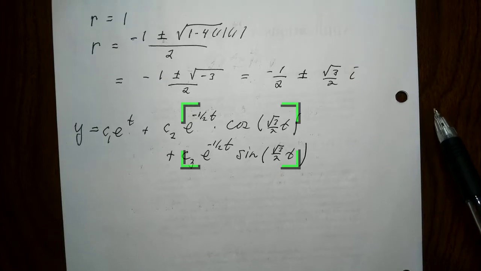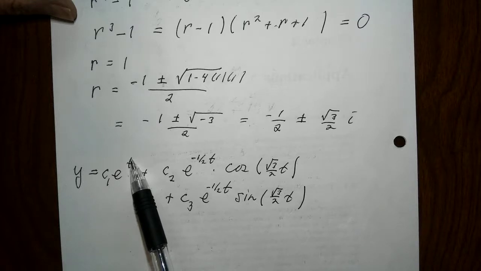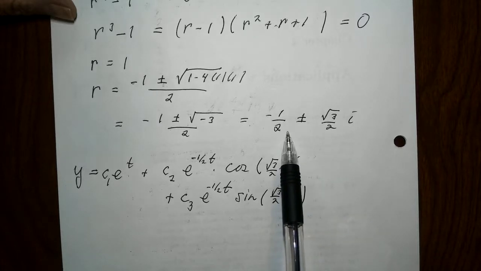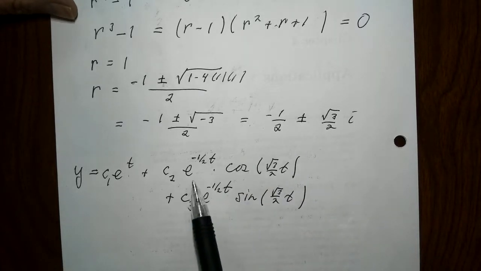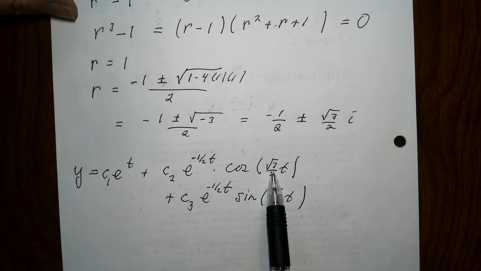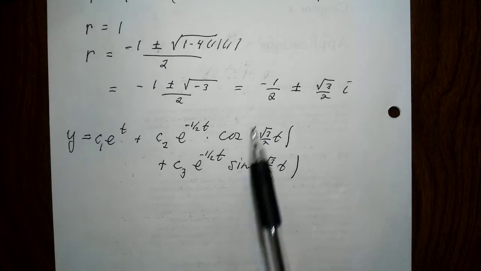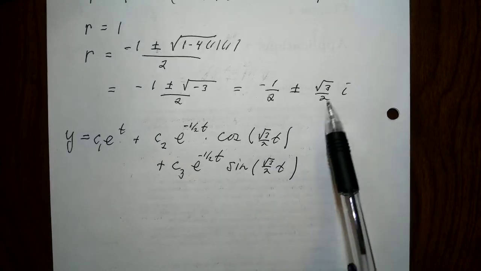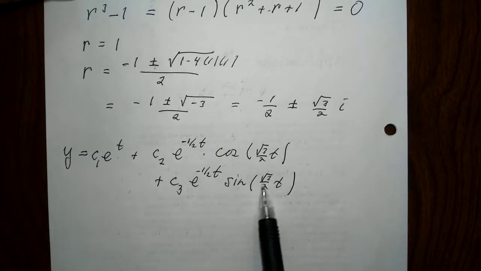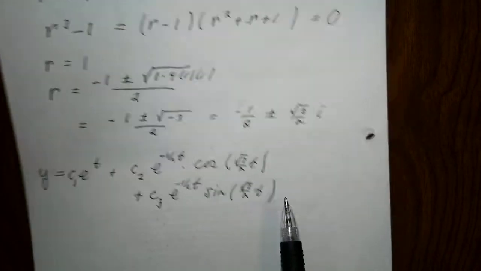So that means we have solutions. r is 1, so that gives us c1 e to the t. That's one solution. And then we need to use these two complex numbers to get our other solution. That's where the cosines and sines come in. So I'll have e to the minus 1/2 t cosine root 3 over 2 t. That gets multiplied by an arbitrary constant. And then I have e to the minus 1/2 t times the sine of root 3 over 2 t multiplied by an arbitrary constant. So you can see how we used the tools that we learned for second order equations, again in the higher order setting.